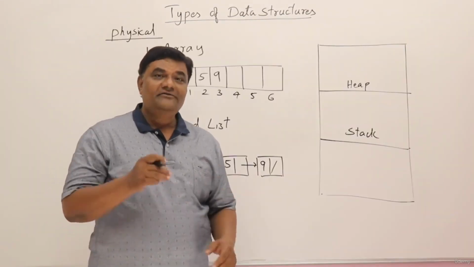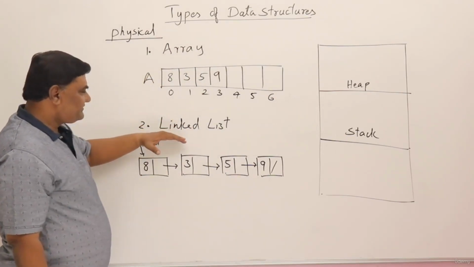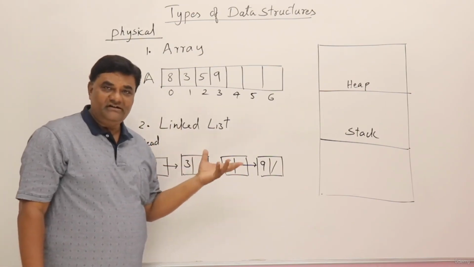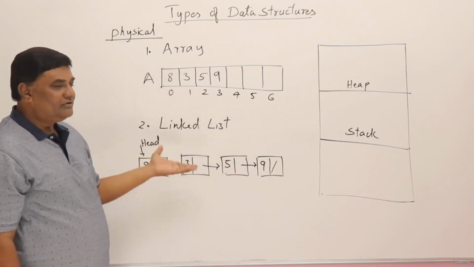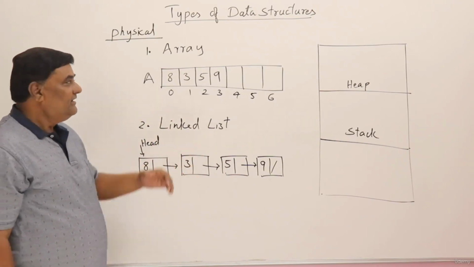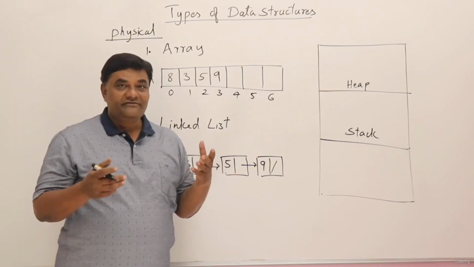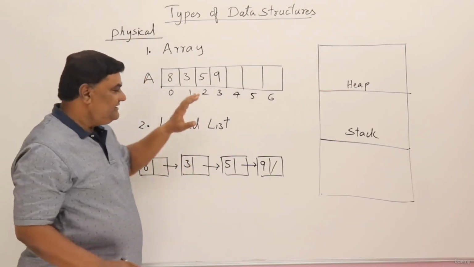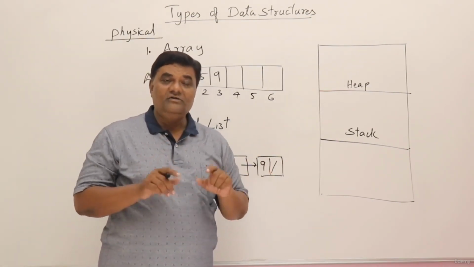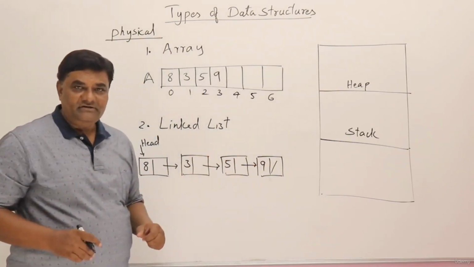Now let us look at physical data structures. These are the two physical data structures, array and linked list. We can have more physical data structures by taking the combination of these, that is array and linked list. We can have some variations in them. Basically these are two. The first thing, why I am calling them physical? The reason is these data structures decide or define how the memory is organized, how the memory is allocated. So let us look at them one by one.